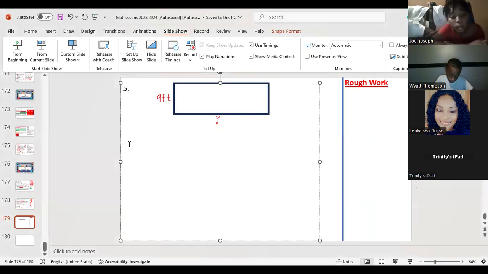Okay, next it says the length. Write this down for me, please. The length of a garden is twice its width.